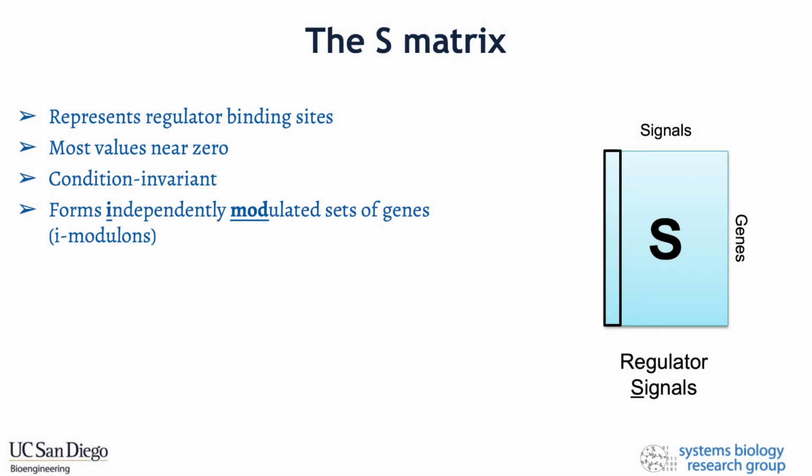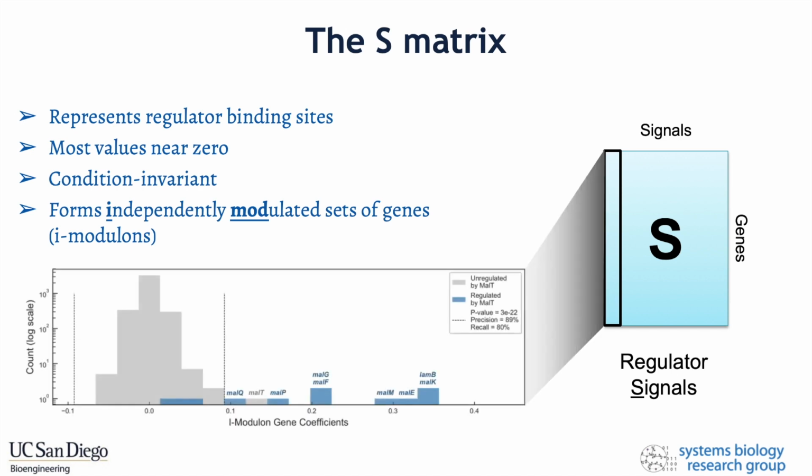So each column in the S matrix represents the binding sites of a single regulator. Each value in this column represents the effect of the regulator on the corresponding gene. If we plot these values in a histogram, you can see that most of the values are near zero. I'd like to point out that the y-axis here is on a log scale. We can draw a threshold to remove all genes with insignificant coefficients.